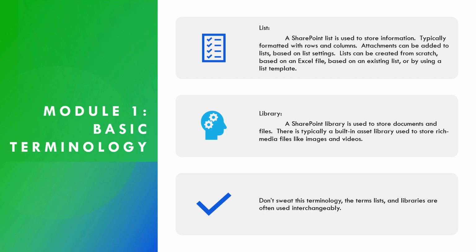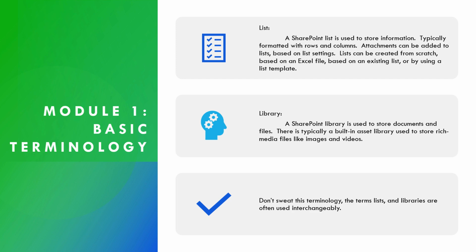You've heard me say that sites can contain lists and libraries. Well, these 2 terms are typically used interchangeably. They are distinctive in SharePoint, though. A list is used to store information, formatted in rows and columns. You can add attachments to list settings. They can be created from scratch. They can be based on an Excel file, based on an existing list, or by using a list template.